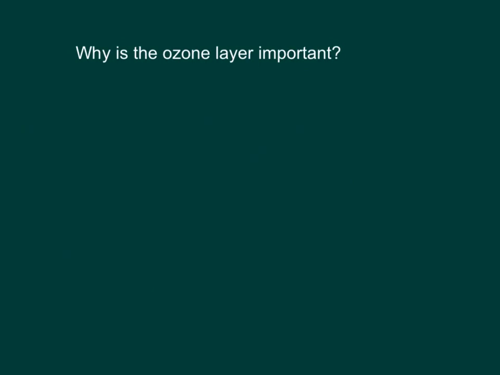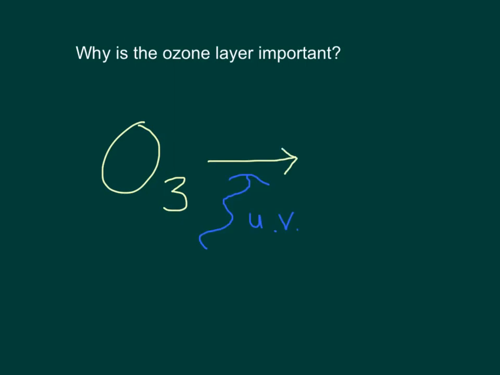So back to the ozone layer. We've explained how it forms. What's the point of it? Why is it so important? Well, ozone molecules also absorb UV light, because as we said, there's a lot of it about in the stratosphere. Very high intensities. When it does this, it splits back up into oxygen molecules and oxygen radicals.